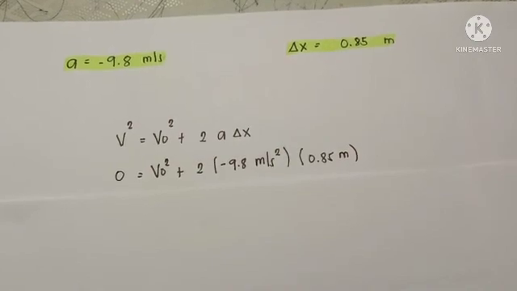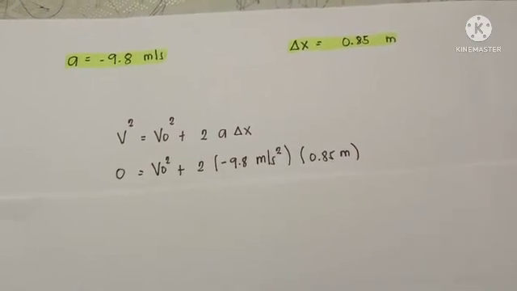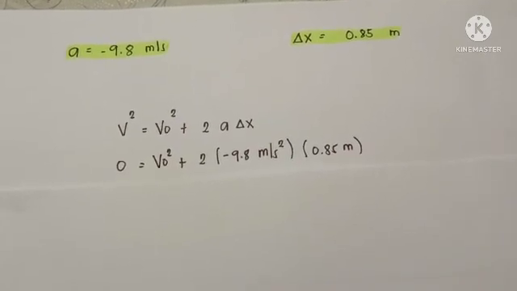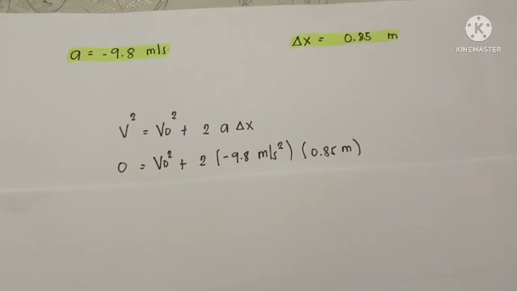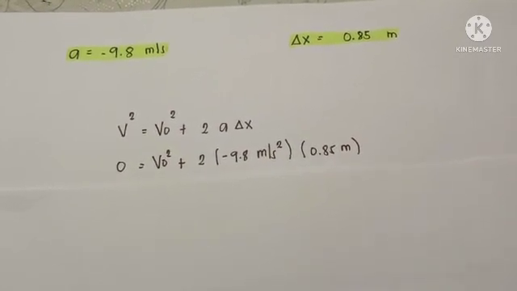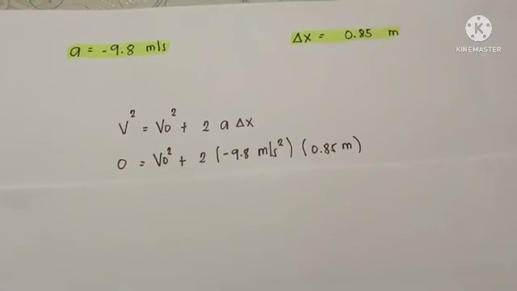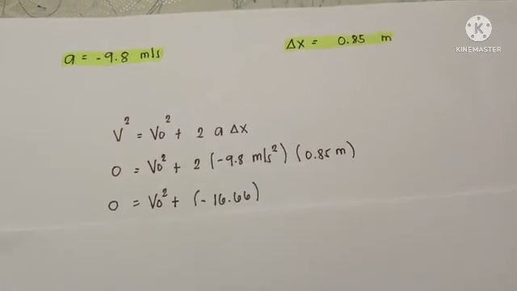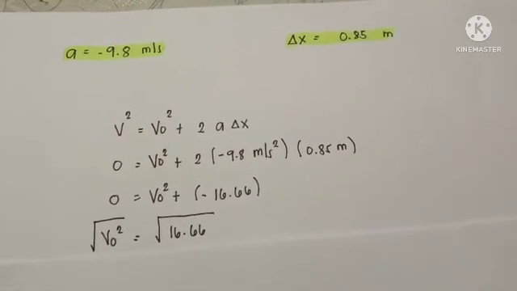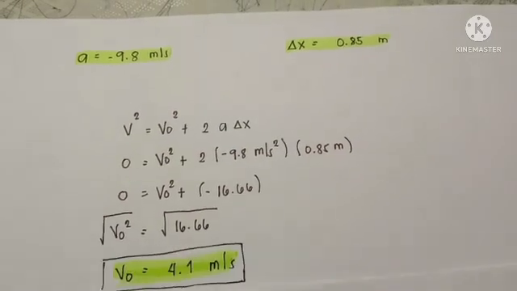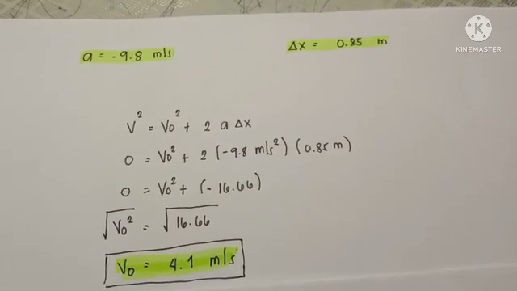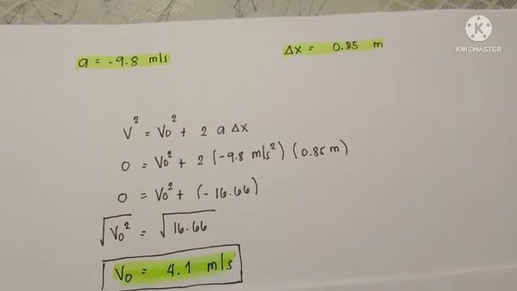So our final velocity squared is 0, and we just copy the initial velocity squared plus 2, and our acceleration is negative 9.8 meters per second squared, and our distance is 0.85 meter. So negative 9.8 meters per second squared times 0.85 times 2, and the answer is negative 16.66. So we are going to take the square root of 16.66, and the answer is 4.1 meters per second. So this is now our final answer, and this is the initial velocity.